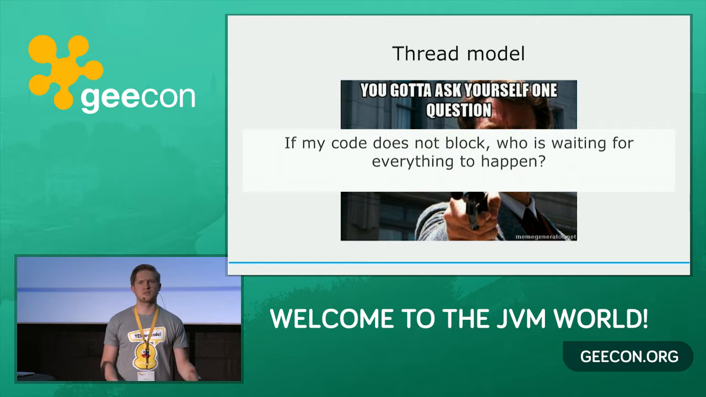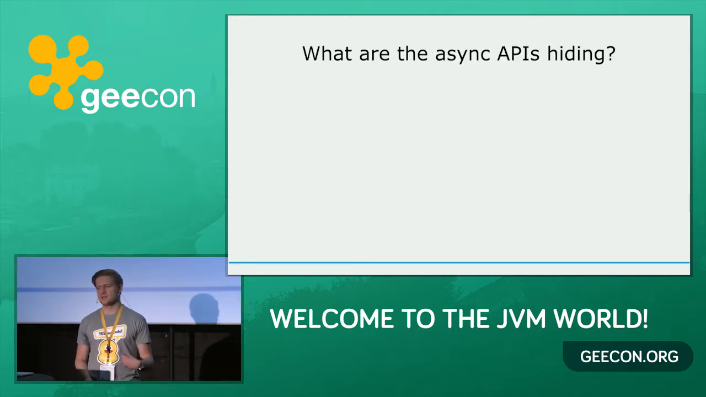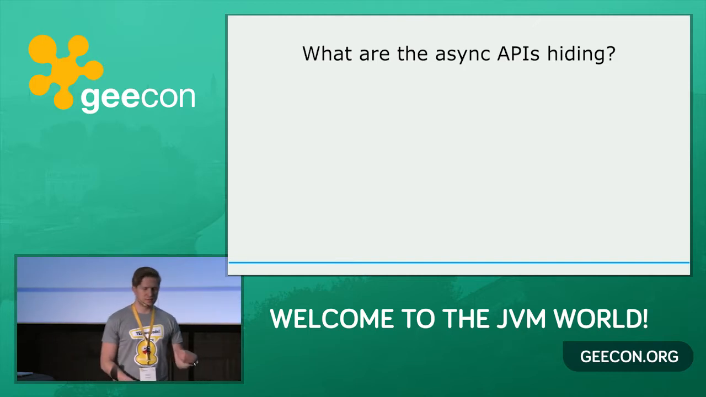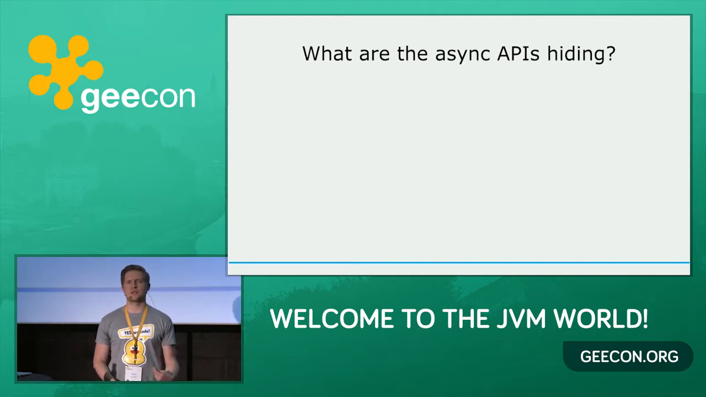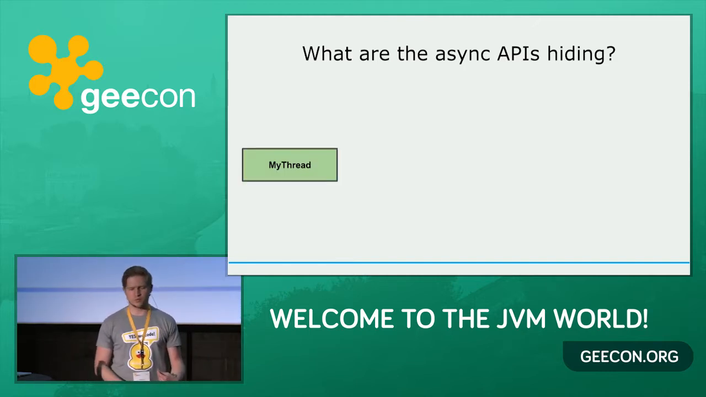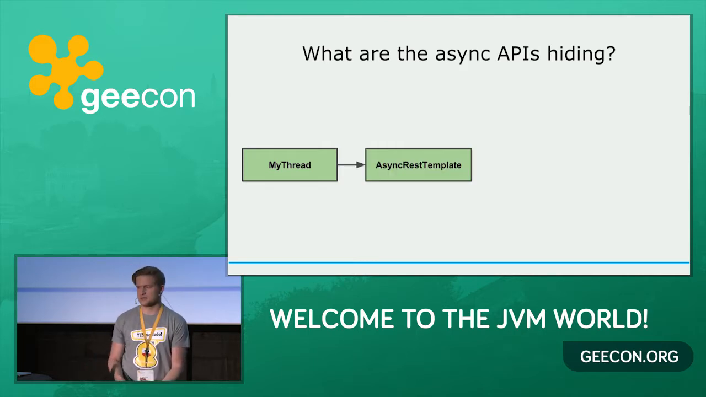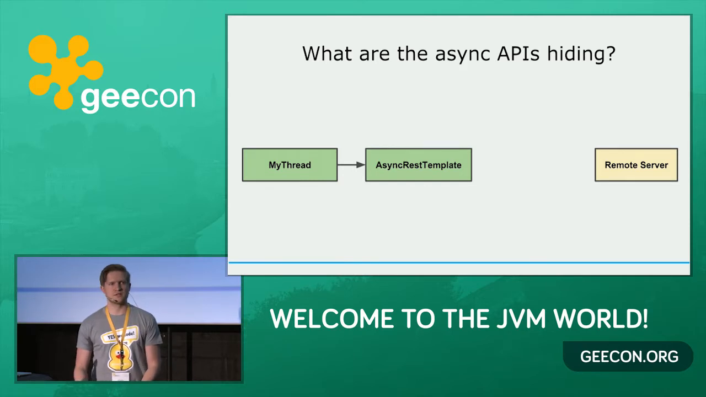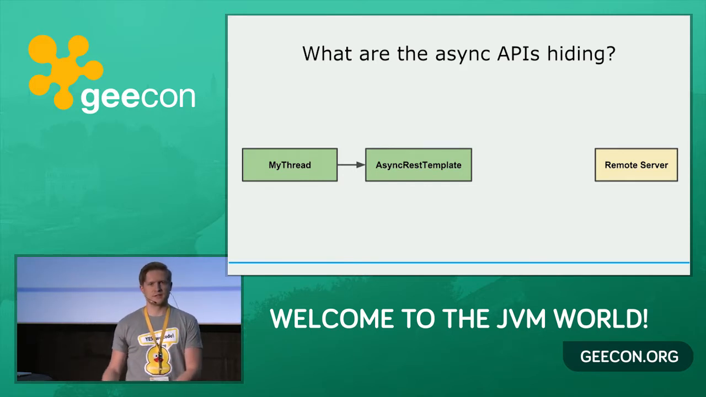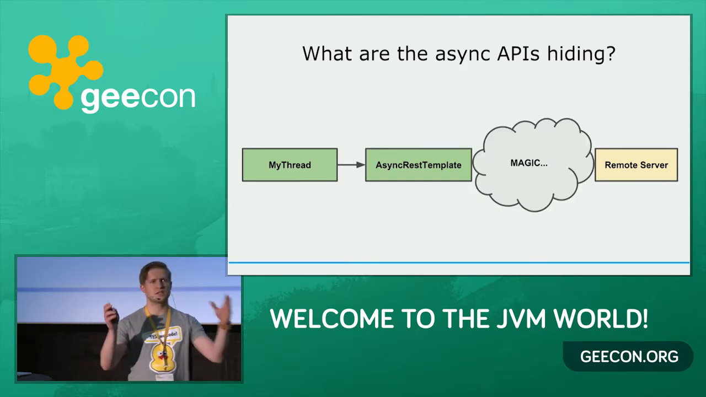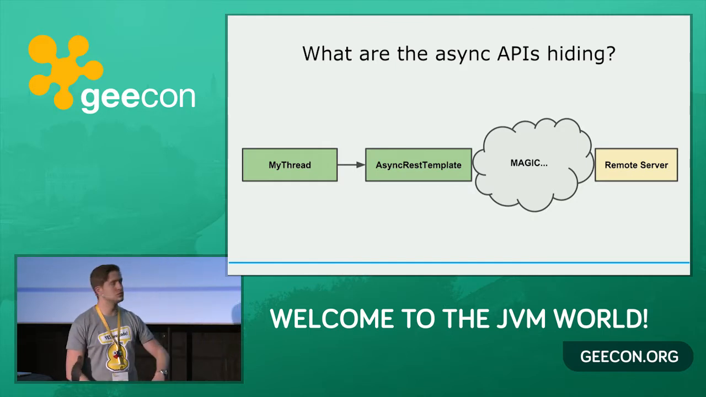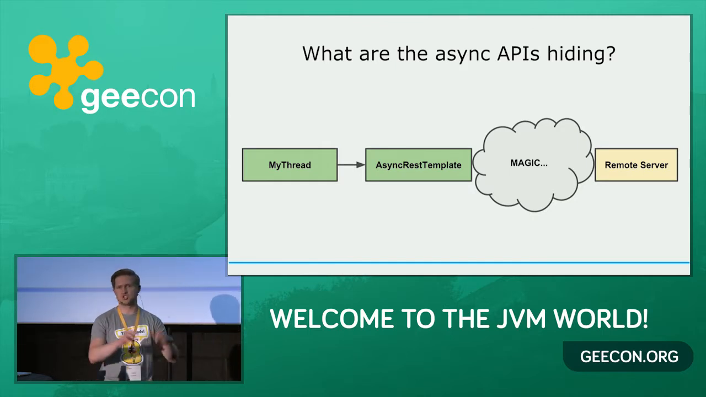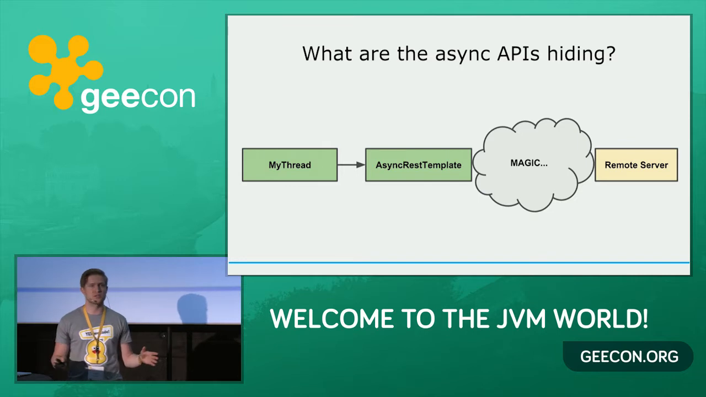Like, there is no magic. I told you, there are blocking things there. So who's blocking? So what are the async APIs actually hiding from us? When we do a call from my thread and we call async RestTemplate, okay, we've called it. And then we have the remote service. And the weird thing in between is the magic. Like, we don't like to look under the hood too much. It just happens. Somehow, it just happens.